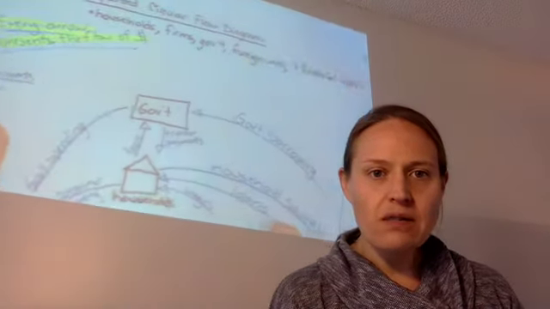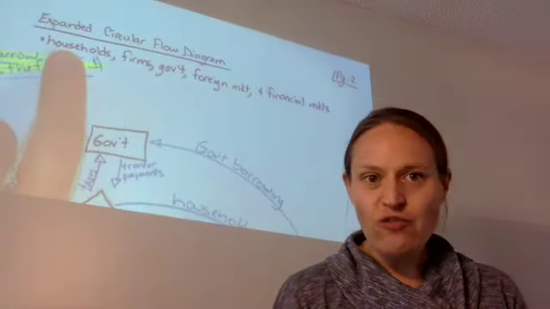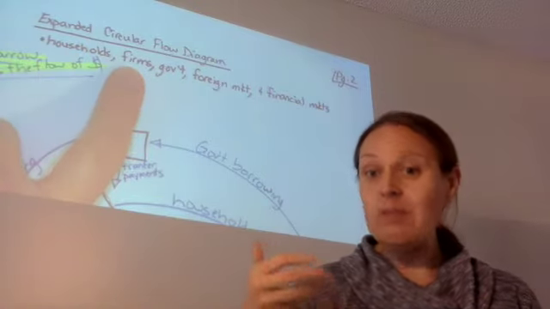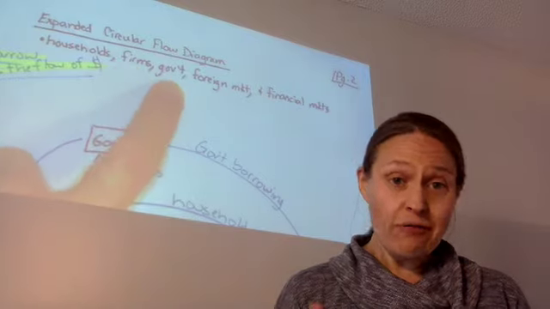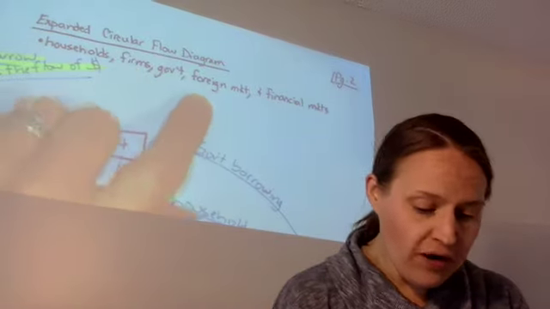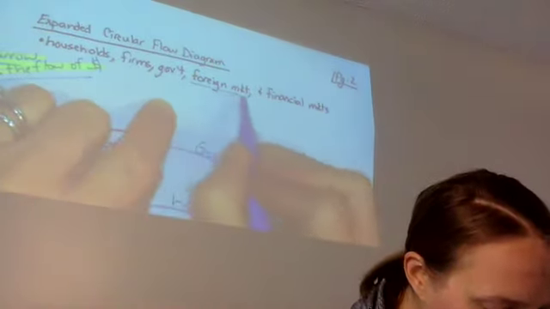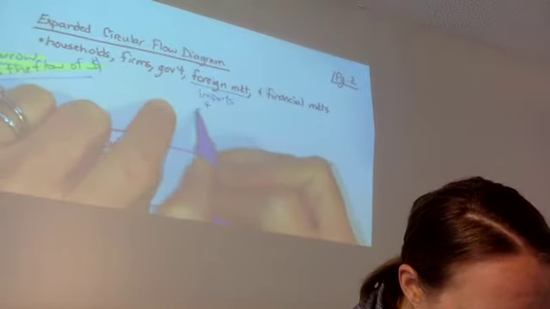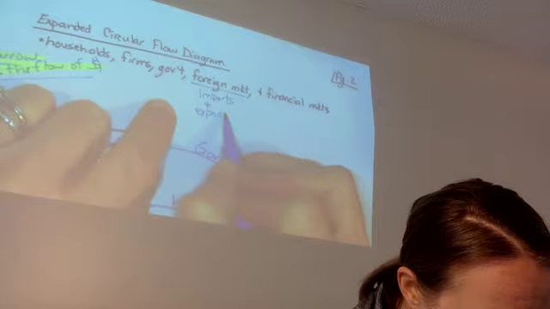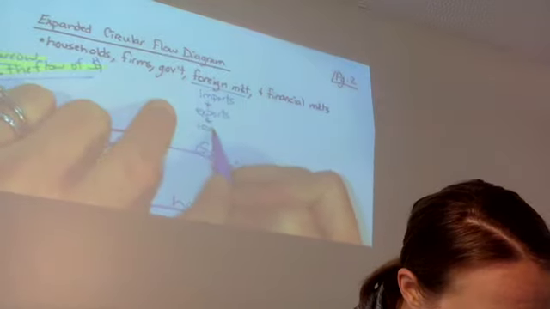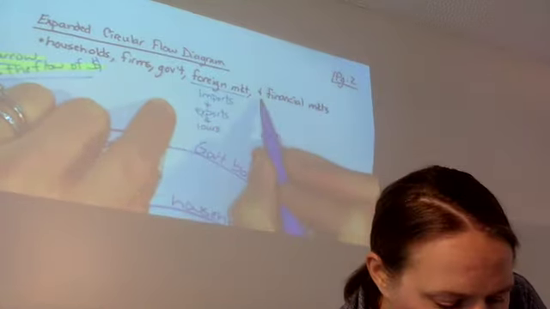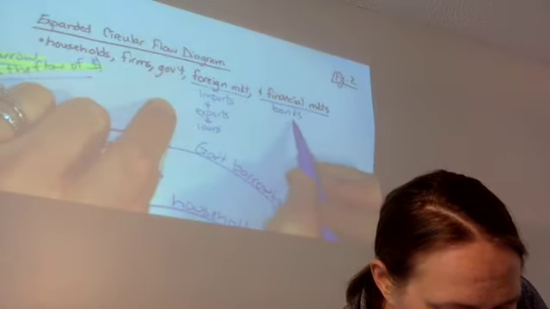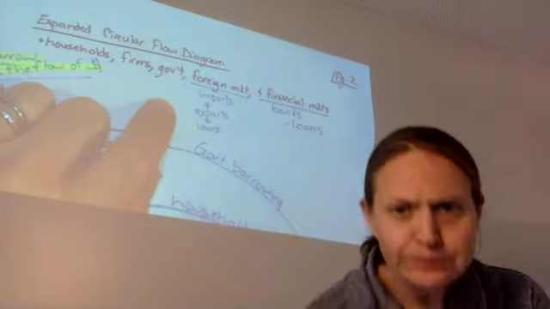Now, up here, let's put some more notes. We know that households means people. We know that firms means businesses. We know that the government means government. And then the foreign market, you might want to add in that is imports and exports and loans. And you might want to add in that financial markets means banks, and that means talking about loans.